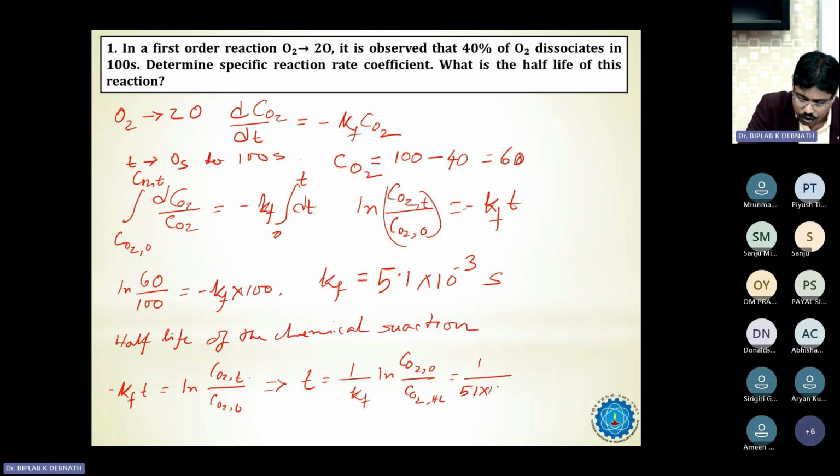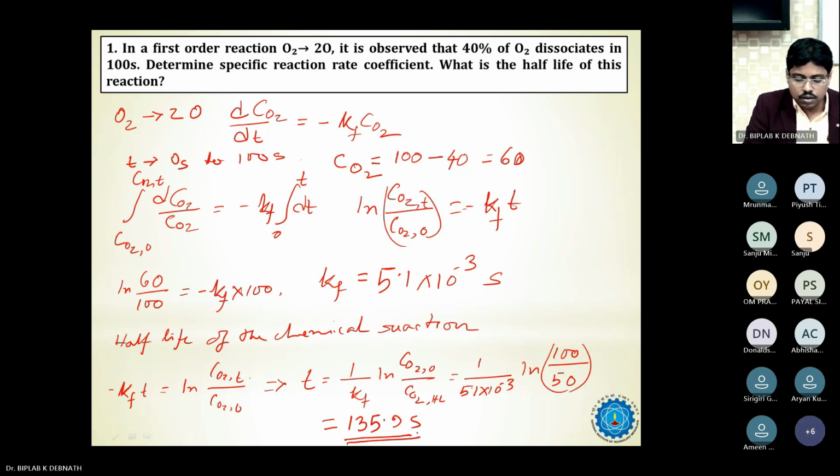5.1 into 10 to the power minus 3, right? Into ln of how much is CO2 0? CO2 0 is 100, and at half life, the concentration should come down to 50, right? So from here, if you do the calculation, you are supposed to get the time as 135.9 seconds. Okay, so this is the half life of this reaction. Any query, participants? No, sir.